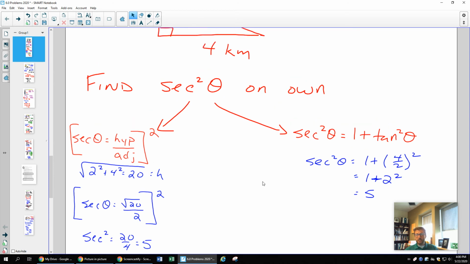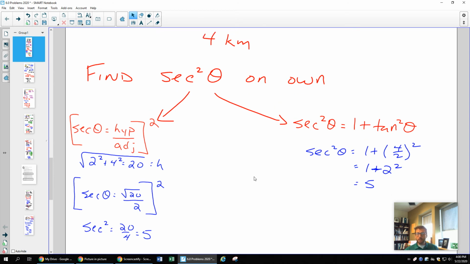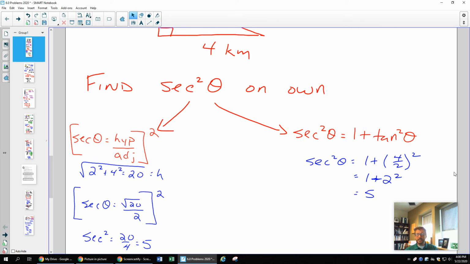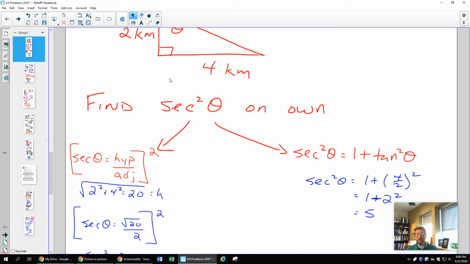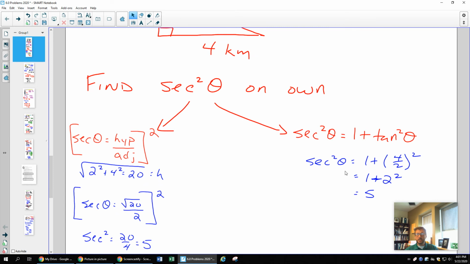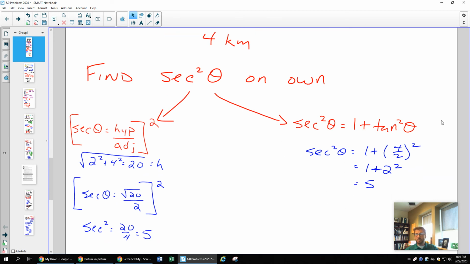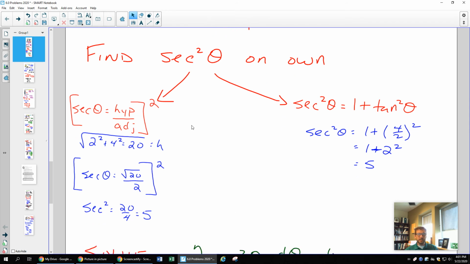What I'd rather see you do, though, is use what you learned back in Math 30, that secant squared is 1 plus tan squared. If you use this method, you don't have to find the hypotenuse because you're working with what's given to you: the 4 and the 2. Tangent is opposite over adjacent, so 4 over 2, which is just 2. So secant squared is 1 plus 2 squared, which is 5. This is my preferred method for figuring out secant squared. The other is not wrong. I just think it's more work.